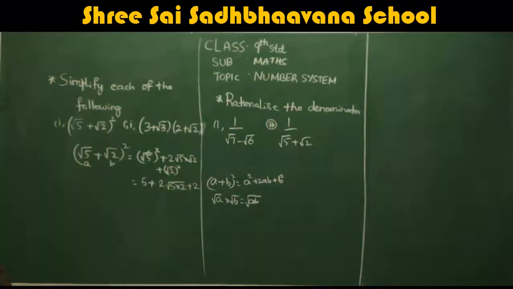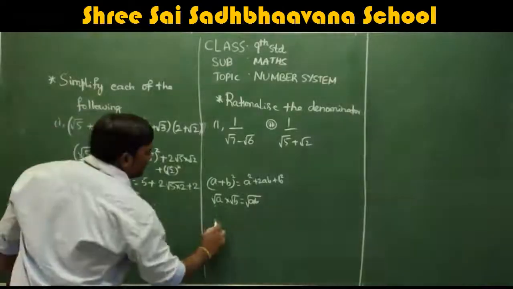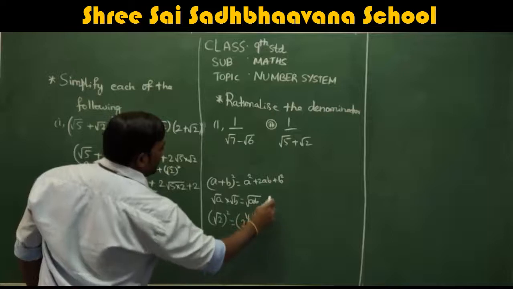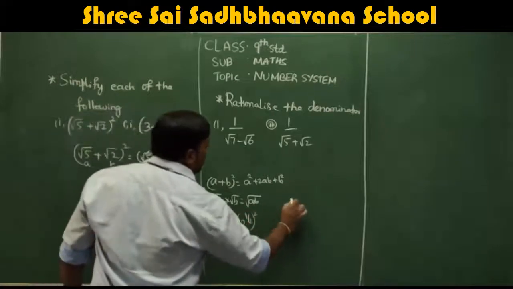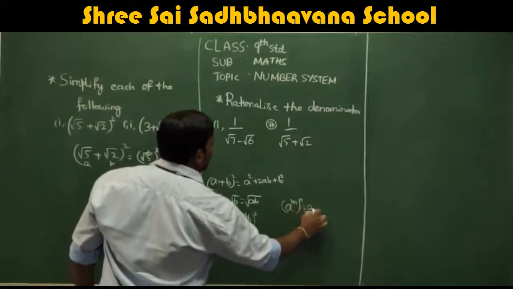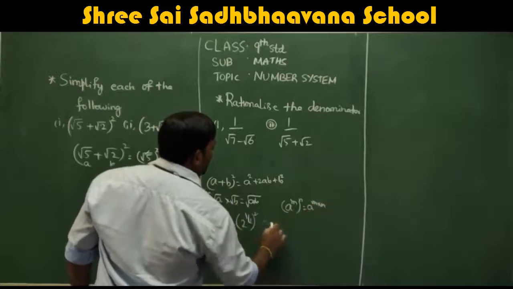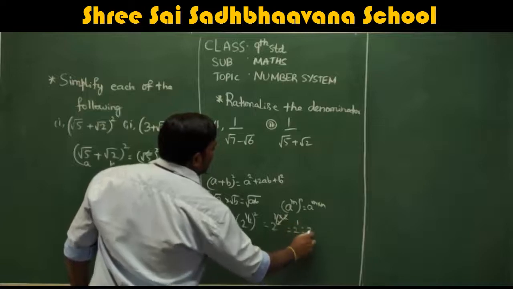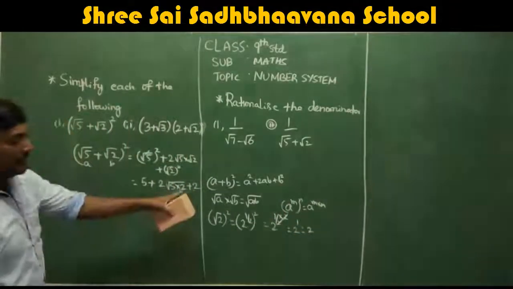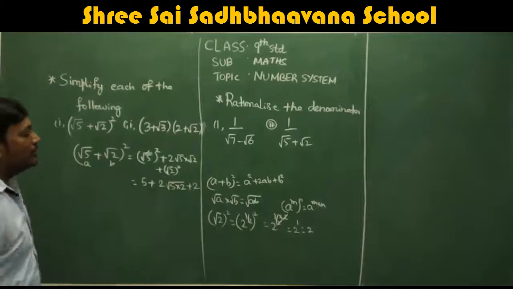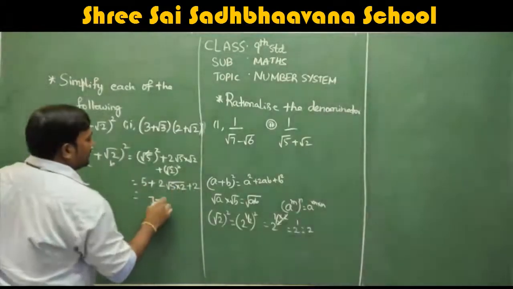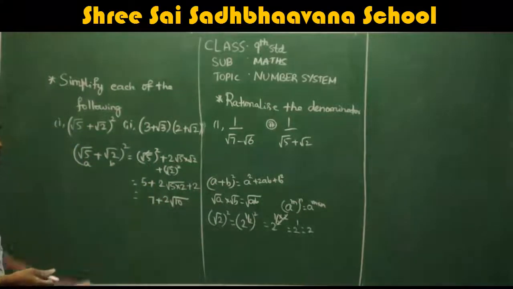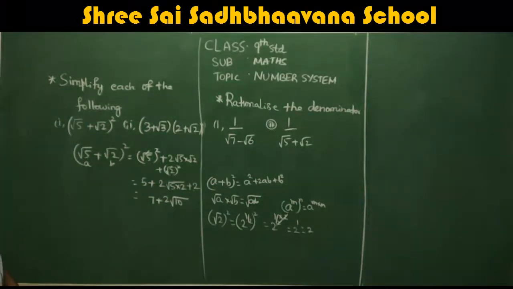Root 2 whole square will get 2. Square and root will get cancelled because, as I said before, it can be written as 2 power 1 by 2 whole square, which comes under the formula a power m whole power n is a power m into n. So 2 power 1 by 2 into 2, the 2s will get cancelled, 2 power 1, which is 2. So you'll get 7 plus 2 into root of 5 into 2, this root 10. So 7 plus 2 root 10 is the answer.